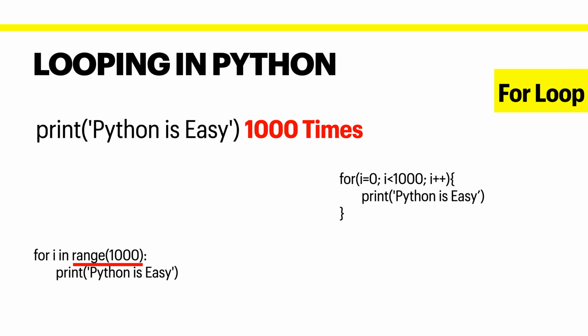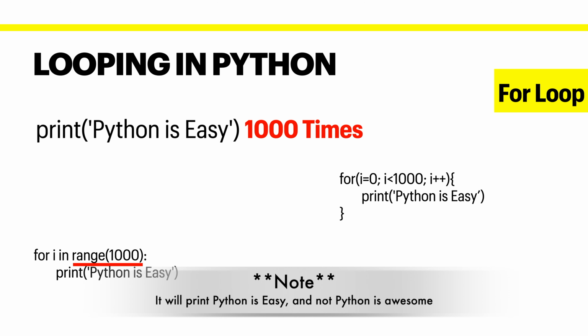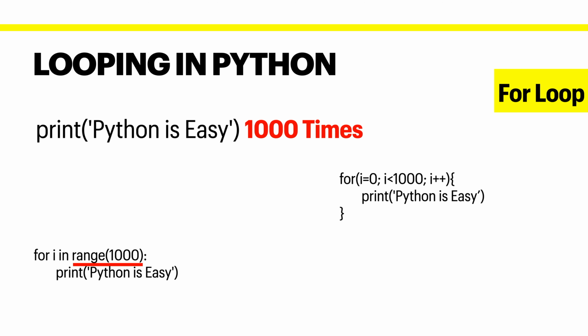So it picks 0 and prints Python is awesome. Then it picks 1 and prints Python is awesome. Then it picks 2, then 3, and so on until it reaches 999. So this is how basic for loops work in Python. Apart from this basic looping, we can also loop through lists and tuples using for loops. In the previous tutorial, I had mentioned that tuples and lists are iterables. So we can replace the range with these iterables also. So let us see an example of this too.